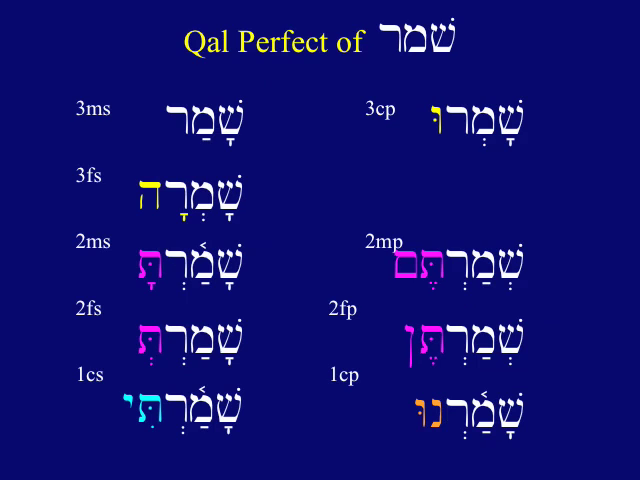So, for the verb shamar, to watch or observe or keep: shamar, shamara, shamarta, shamart, shamarti, shamaru, shamartem, shamarten, shamarnu. Again, attend to the resemblance to at least some of the independent pronouns.